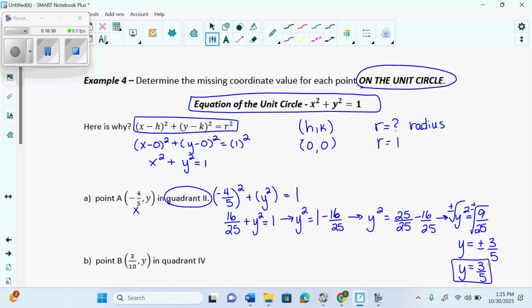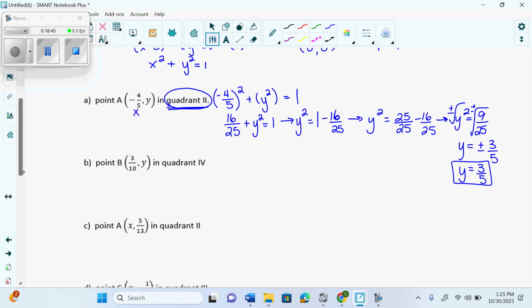You're hired. Solid. Okay. I need 3 over 5 because it needs to be positive. Okay? Because it's in quadrant 2 and y is positive in quadrant 2. Okay? You guys try B.